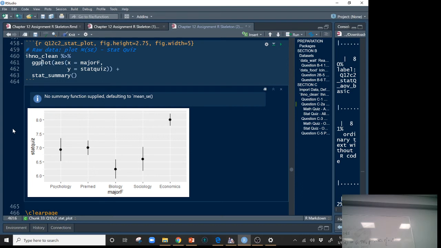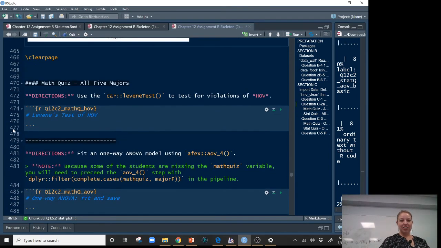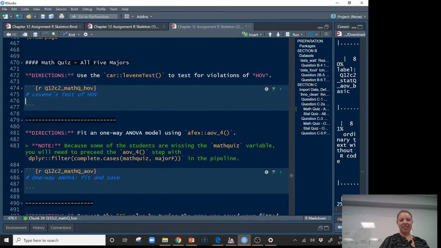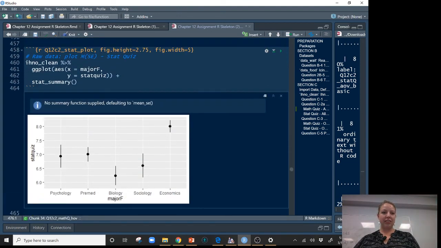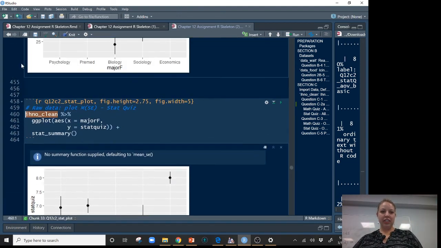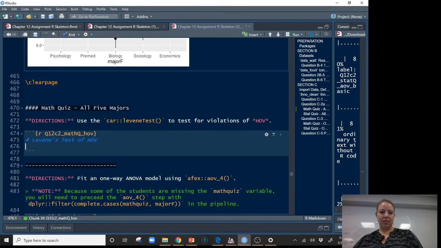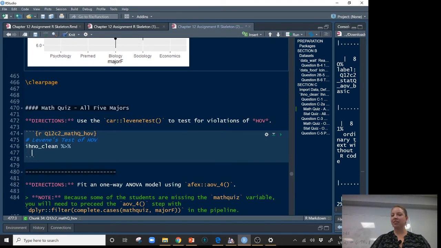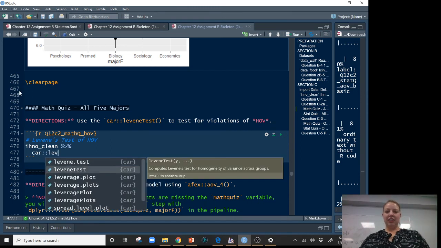So now there's a question, at least for me: are these spreads really the same? Are they the same enough for our purposes? How can we assess that? Levene's test. So now we are going to do Levene's test. Now what do we call this data set? Clean. How do we do Levene's test? Car, leveneTest.